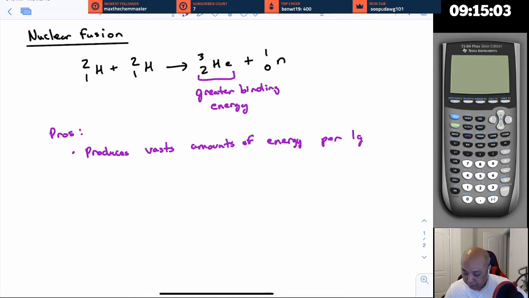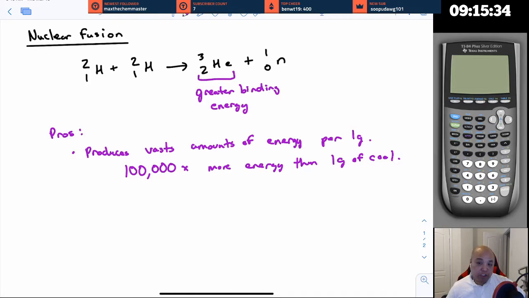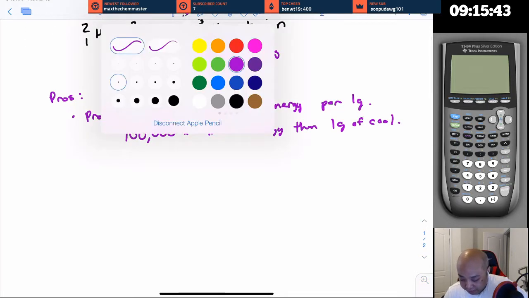per gram. Using 1 gram of deuterium or hydrogen-2, that's what hydrogen-2 is called, can produce hundreds of thousands of times as much energy as 1 gram of coal. So a significantly larger amount than a fossil fuel such as coal, which itself has a fairly good energy density, or specific energy, I should say.